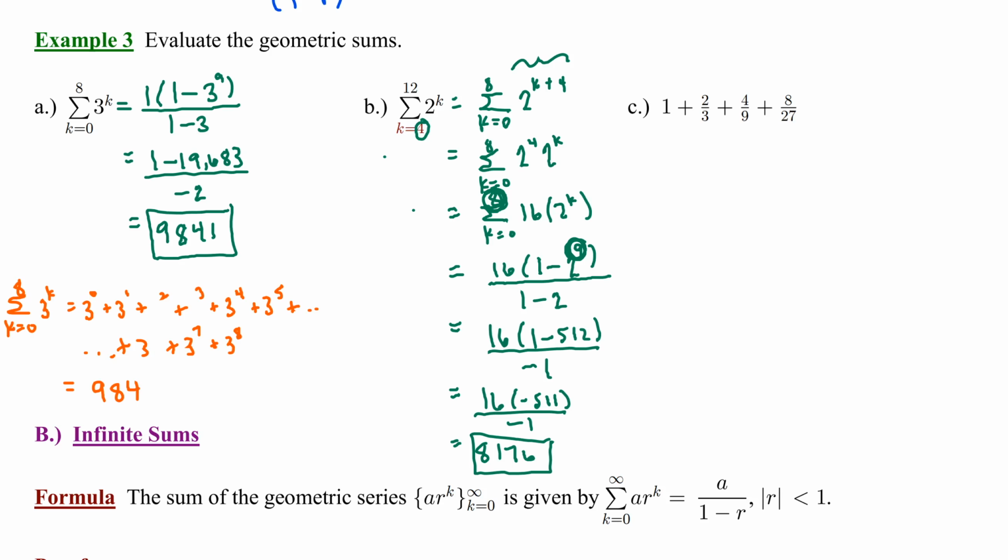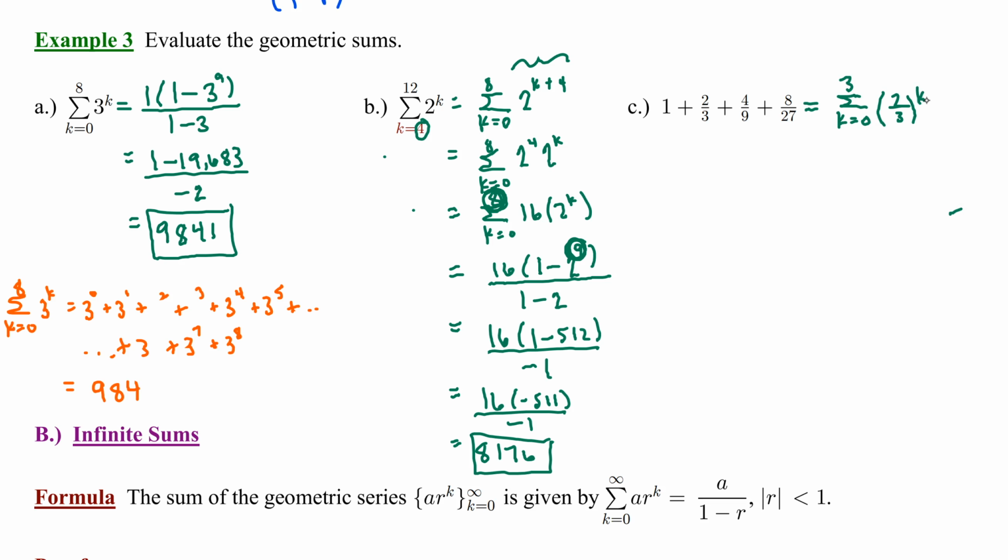Now consider example C. 1 plus 2/3 plus 4/9 plus 8 over 27. Of course, one way to evaluate that is simply to sum those numbers. And you could certainly start with that, but let's look at how this connects to a geometric series, a finite geometric series.